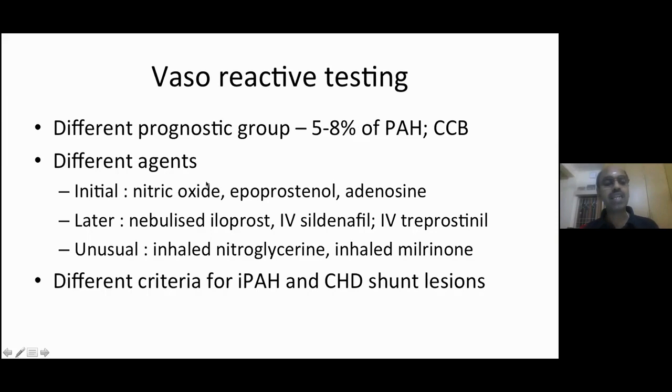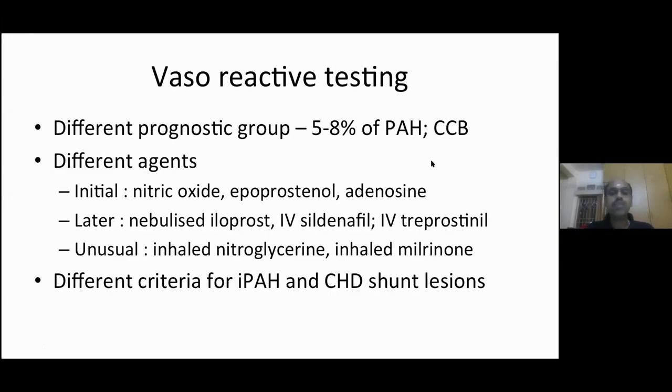Types of agents that are used: initial recommendations were inhaled nitric oxide starting at 10 going up to 20 parts per million, or using epoprostenol at a dose of 1 to 2 nanogram per kg per minute progressively increasing, or using adenosine at 50 microgram per kg per minute and progressively increasing to 300 microgram per kg per minute.